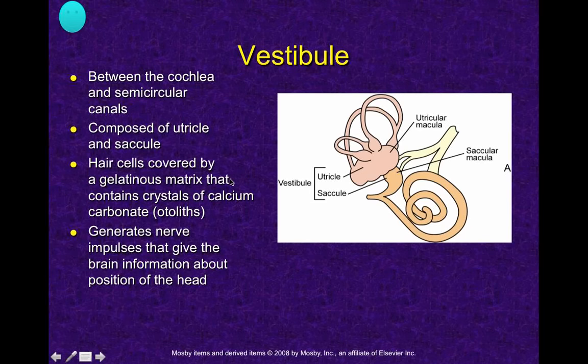And a good clinical application for the vestibule is vestibular syndrome. So often called idiopathic vestibular syndrome, it can happen in dogs and cats and any other mammal. Most often you see it in old dogs. Idiopathic means we don't know why it happens. There's no good reason why it happens. It's a disease that comes on very quickly.